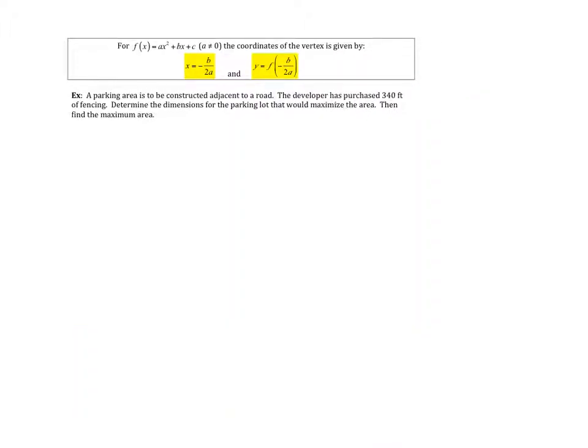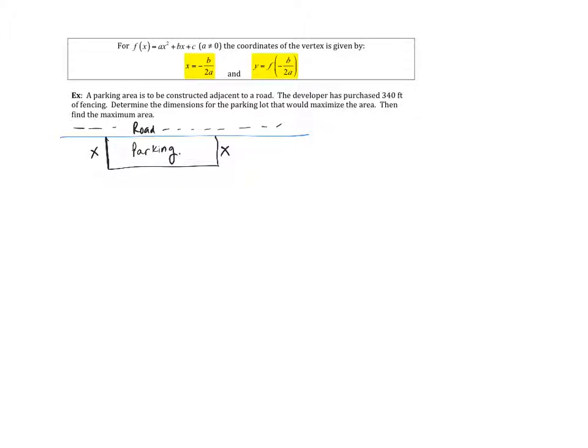All right, one more example. Say we have a parking area that's going to be constructed next to a road. Here's our parking, this is our road going along, there's our dash line, there's our road, and this right in here is our parking. The developer has already purchased 340 feet of fencing, and we want to determine the dimensions of the parking lot that would maximize area. We don't know what the dimensions are going to be, but we do know that altogether we have 340 feet.